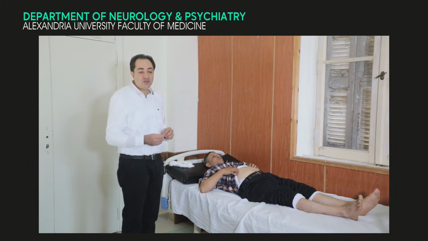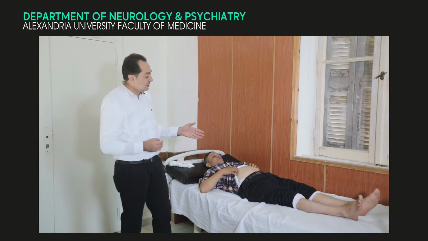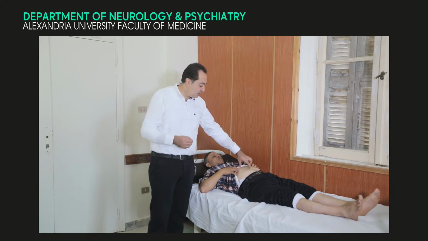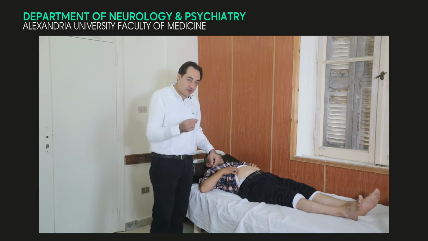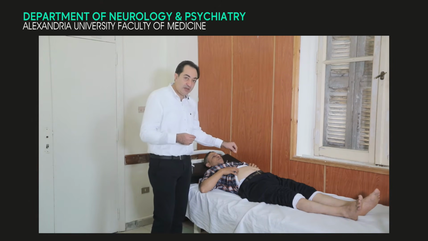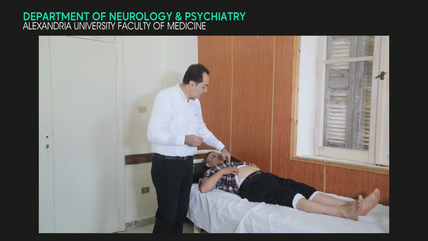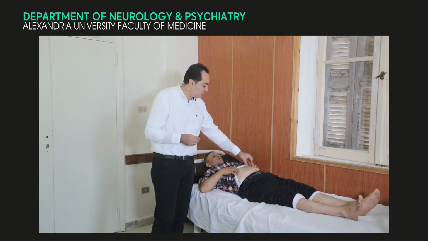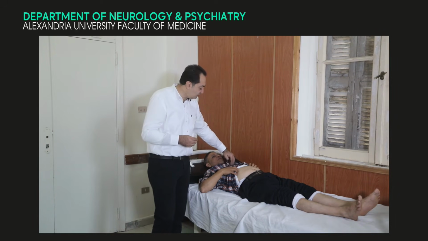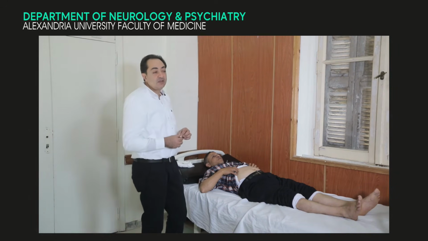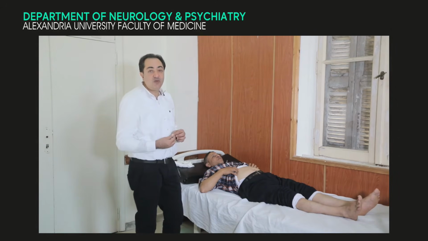So when you find that the patient in a certain area, for example from here to here, doesn't feel the touch but feels the pain, this indicates there is a syrinx or central spinal cord lesion between, for example, dorsal 10 and dorsal 5. And this occurs with syringomyelia.